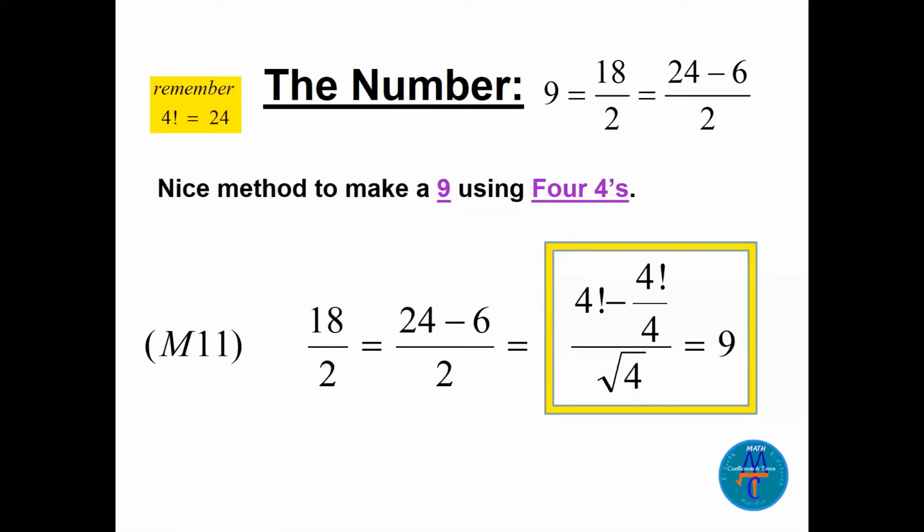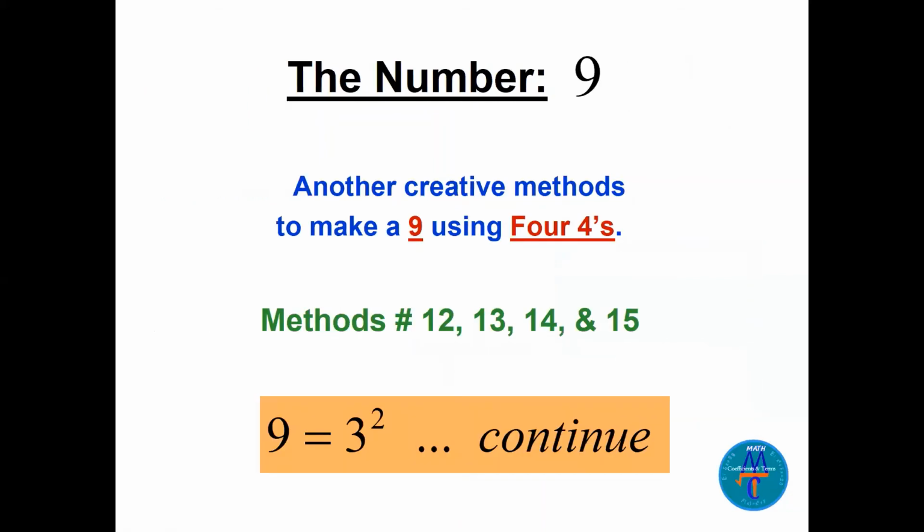Can we find another? Yes. Very nice method. Creative method also. 9, let me think of 9 as 3 squared. That's methods 12, 13, 14, and 15. That means these methods are similar. 12, 13, 14, and 15, they are similar but different. So 9 is equal to 3 squared.